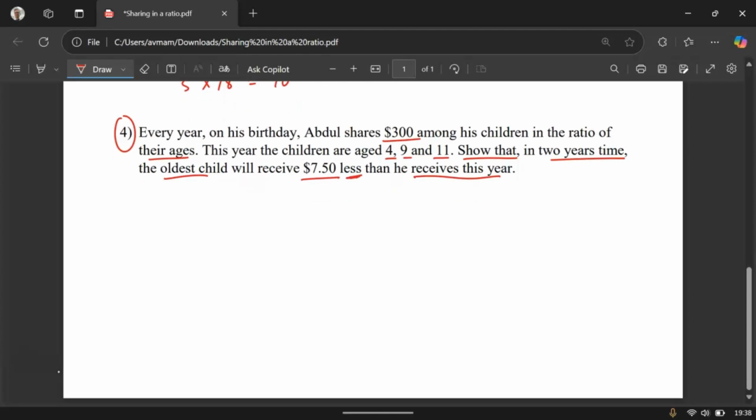First, let's calculate how much he receives this year. Okay, so this year, the oldest child receives, let's add 4 plus 9 plus 11, which is 24. Okay, so total is 24. Now let's divide 300 by 24 to find one part.